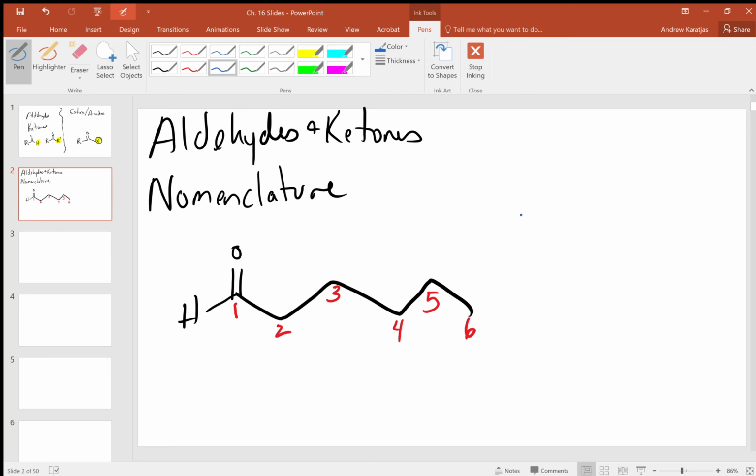So this aldehyde is 6 carbons, which we know is hexane. And as we have for every other functional group, to incorporate the new functional group name, we change the ending. And the ending we get is right out of the name aldehyde. So right there, Al. And so hexane becomes hexanal.